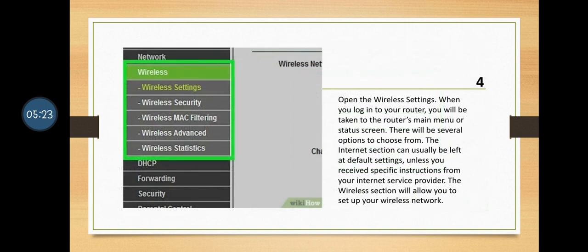4. Open the wireless settings. When you log in to your router, you will be taken to the router's main menu or status screen. There will be several options to choose from. The internet section can usually be left at default settings unless you receive specific instructions from your internet provider. The wireless section will allow you to set up your wireless network.